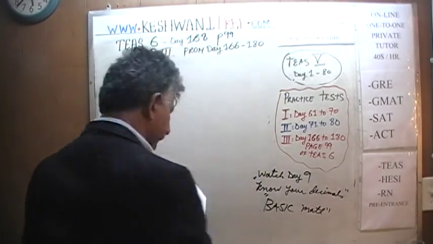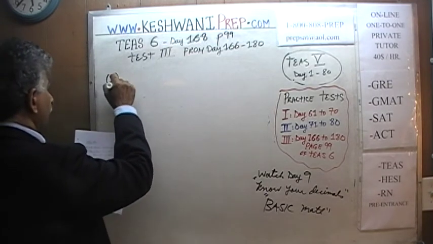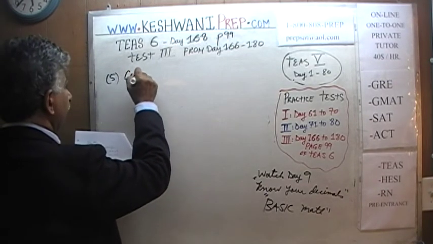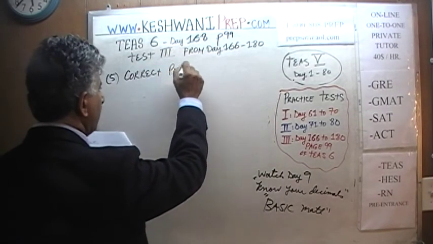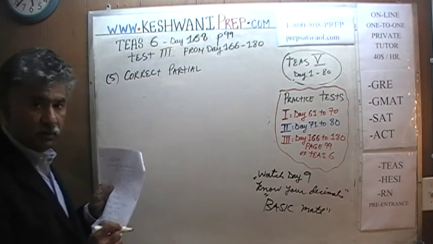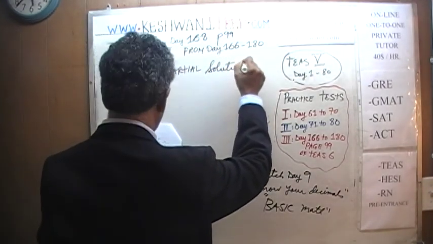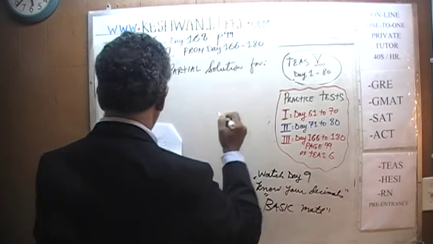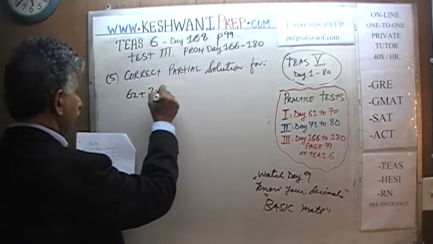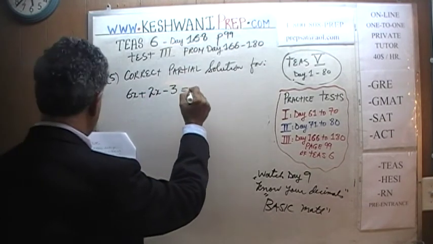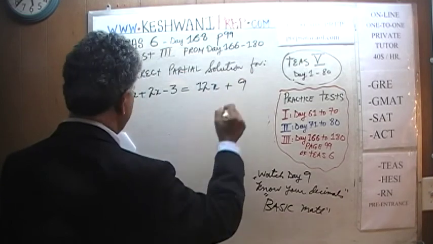Question number 5 and 6. Question number 5 says that we have to find the correctly worked out partial solution for the following equation. We're told 6x plus 2x minus 3 is equal to 12x plus 9.